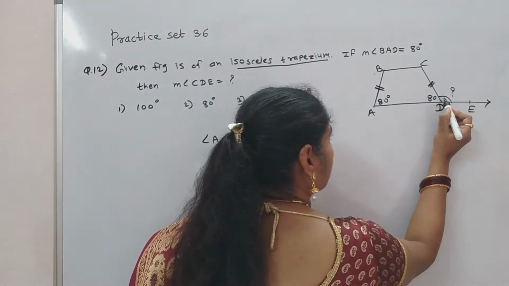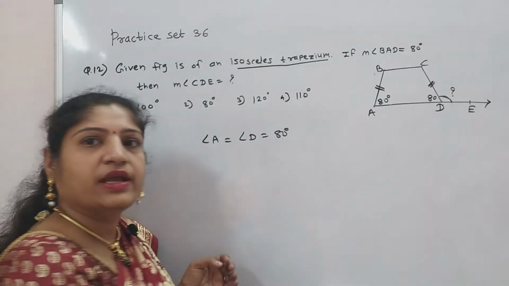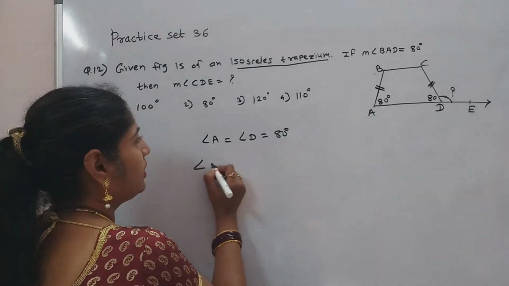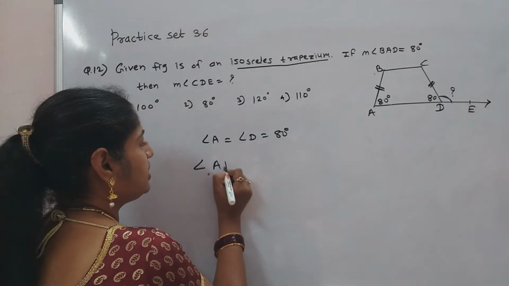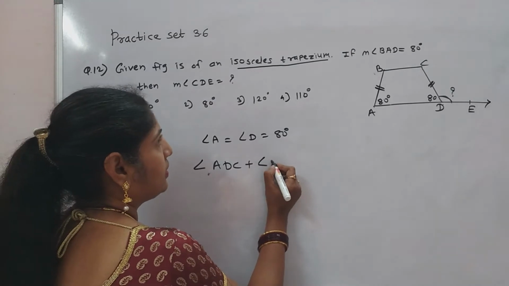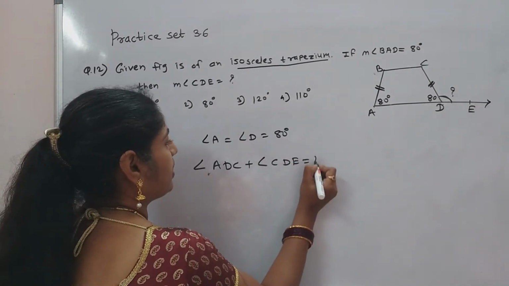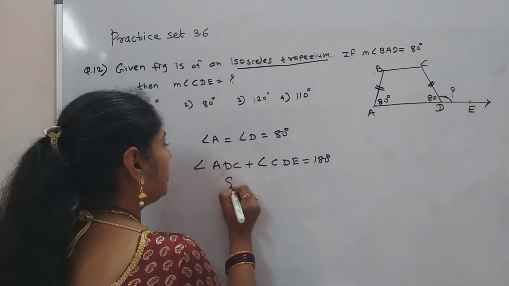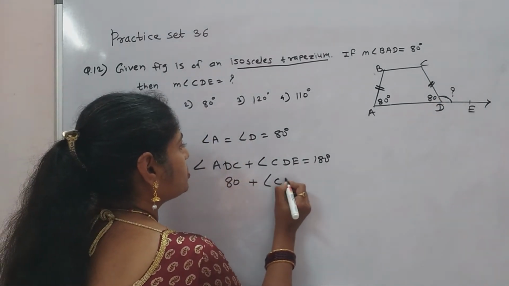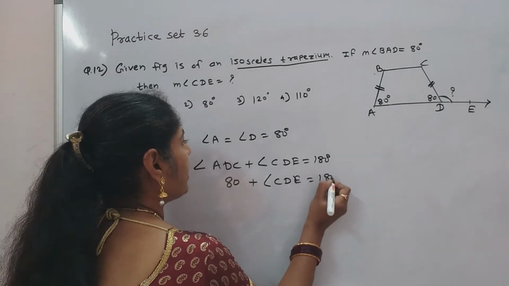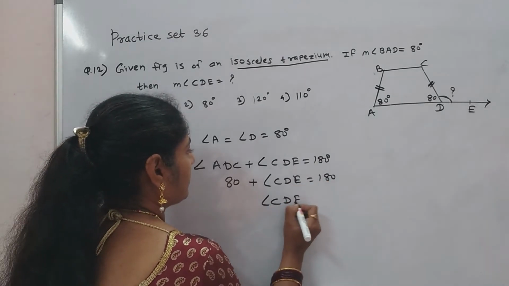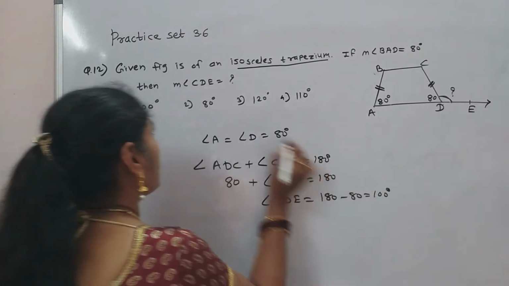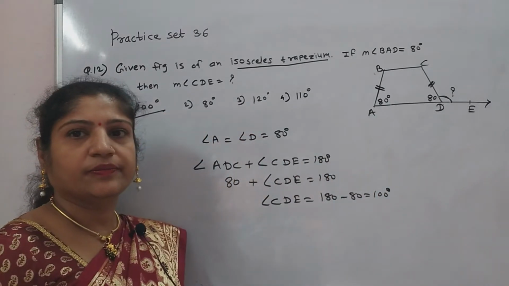And you know that the exterior angle makes a linear pair with the interior angle. So angle ADC plus angle CDE equal to 180. Here is the linear pair. This interior angle is 80. So CDE equal to 180 minus 80 equal to 100. So our answer is option number 1, 100.